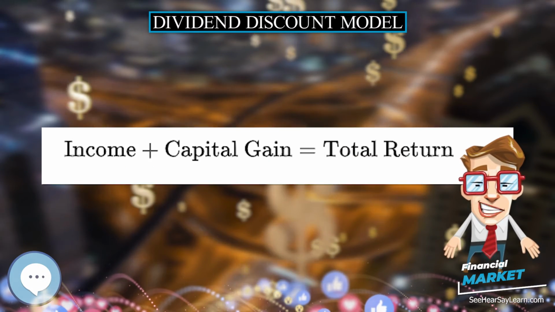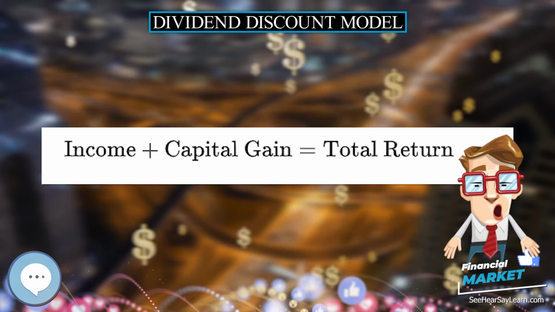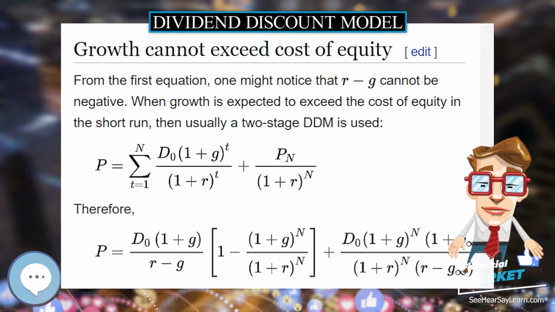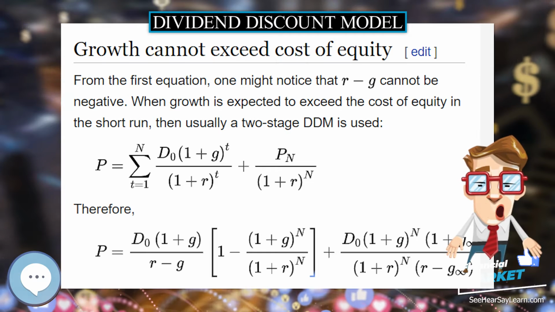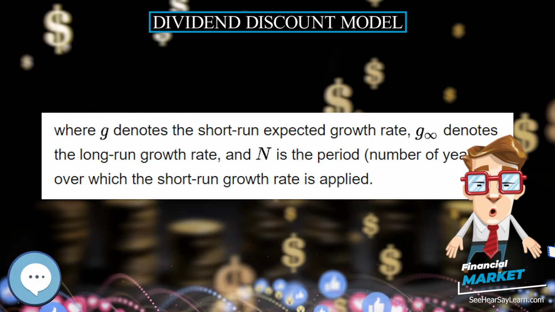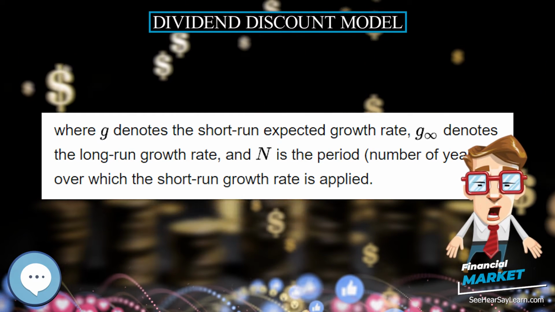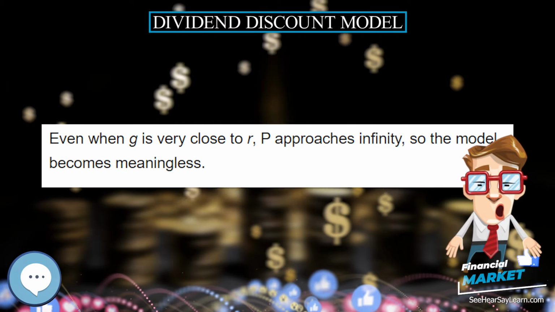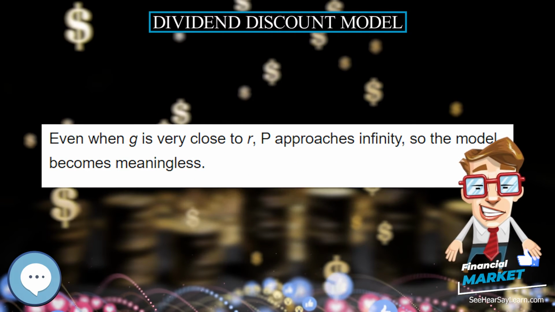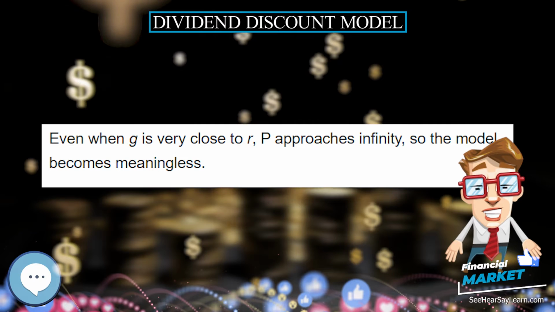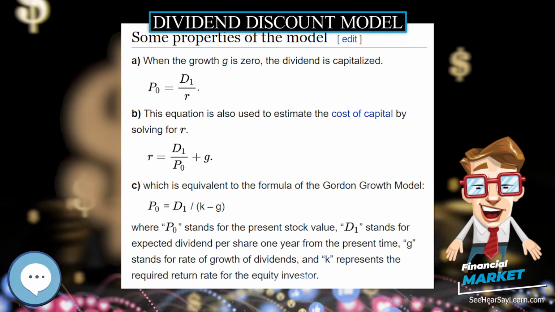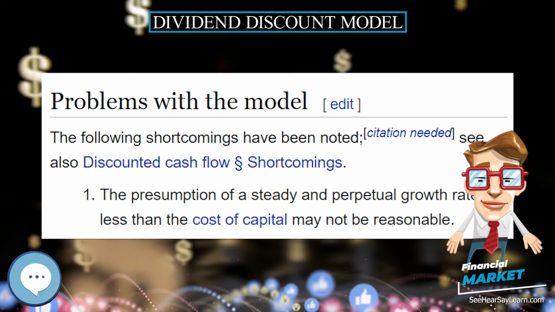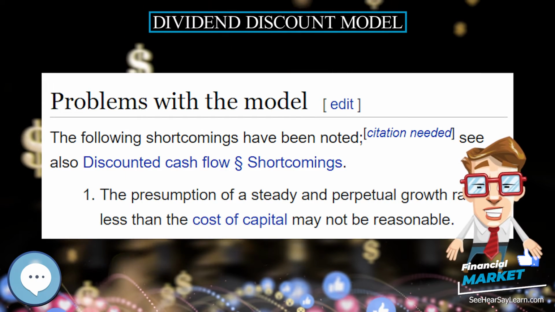Therefore, where G denotes the short-run expected growth rate, G_T denotes the long-run growth rate, and N is the period, the number of years, over which the short-run growth rate is applied. Even when G is very close to R, P approaches infinity, so the model becomes meaningless.